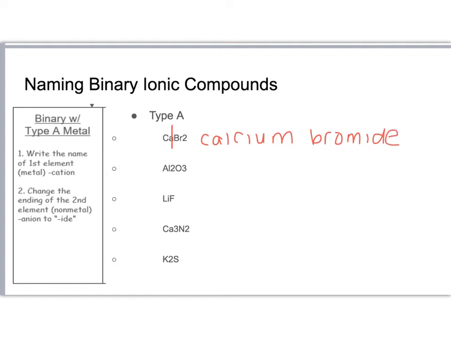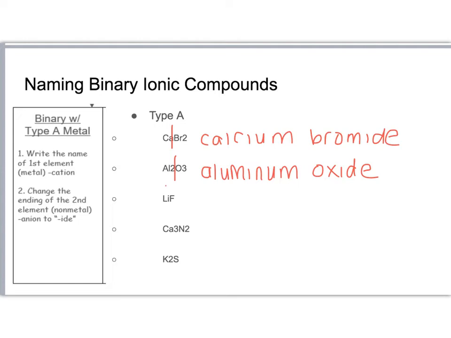Since the type A metal only has 1 type of charge, there is no need to do anything different than just to write the element name. If we take a look at the second example, I'm going to cut it between the Al and the O. Of course, Al is aluminum. It is a type A metal, so I'm just going to write its name, and then I will add "ide" to the end of oxygen to get aluminum oxide.